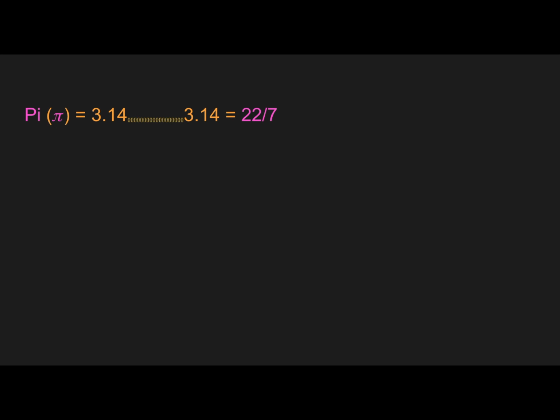So 314 is a special number because it relates to the concept of pi, which is equal to 3.14. Something special about pi is that if you want to calculate pi on a basic calculator, you can use the equation 22 divided by 7, and that will give you pi.